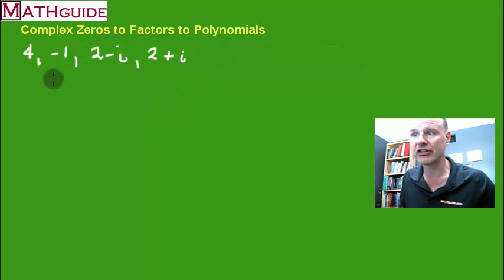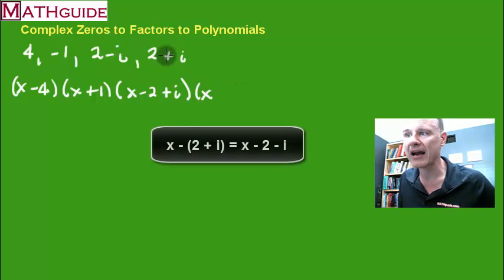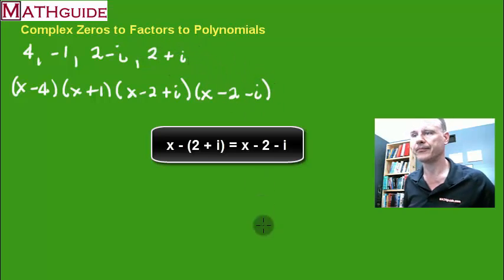Okay, so now let's go to the zeros. Well, I take x and I subtract this. I take x and I subtract negative 1. That's a plus 1. Now if I take x and subtract this, yes, I'm going to get this value. In other words, I'm just taking the opposite of all of this and putting it next to the x, or x subtract all this. So if I subtract 2, if I subtract i, there you go.